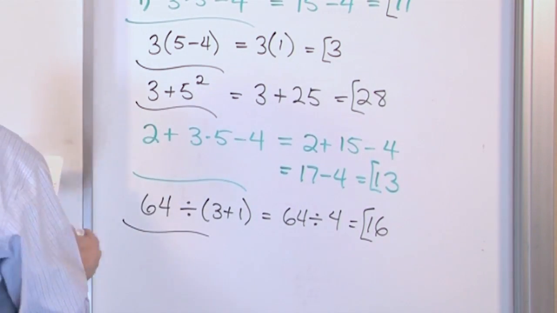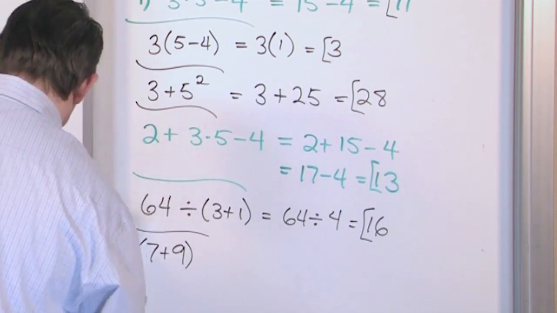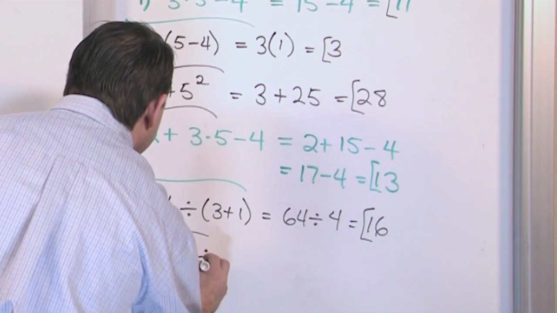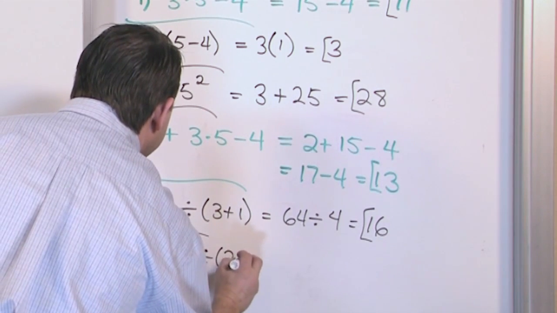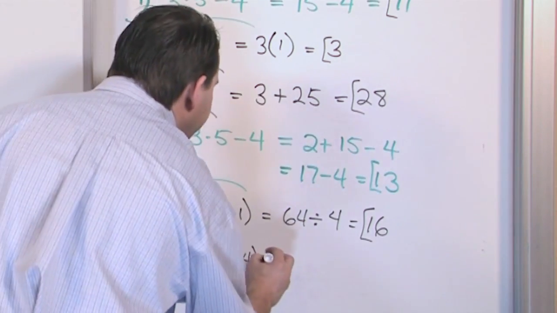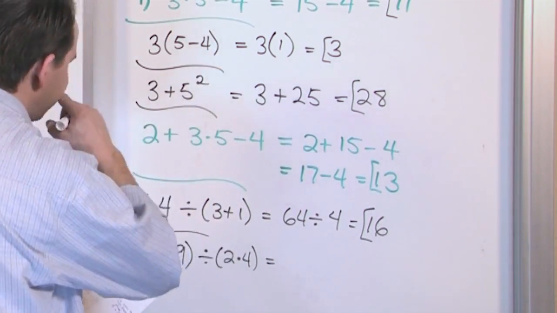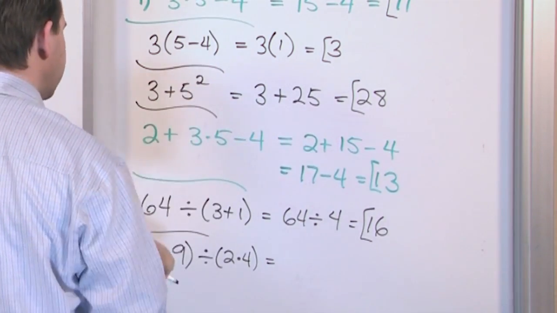All right, we'll do one more on this board. We'll have (7 plus 9) divided by (2 times 4). So we notice we have lots of parentheses here. So we can do the parentheses kind of in parallel if we want. We can do this parenthesis and this parenthesis in the same step. We just need to make sure that they're done at the top of the list.